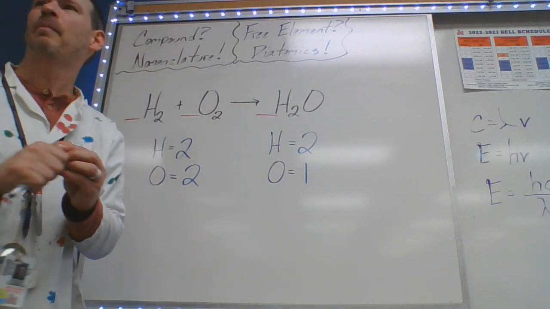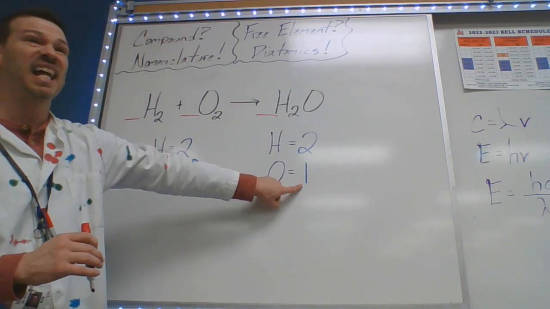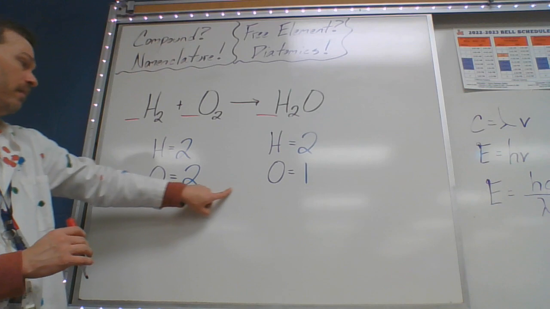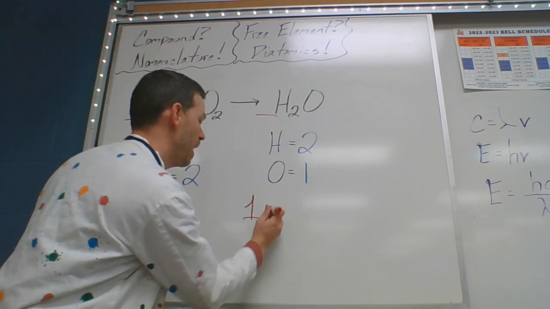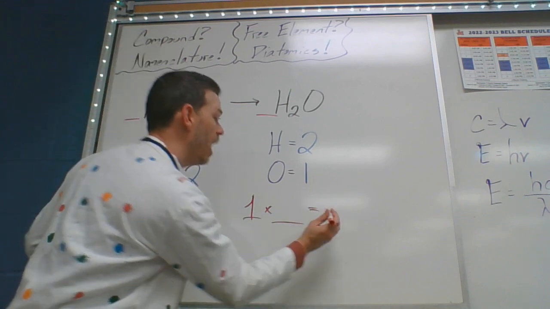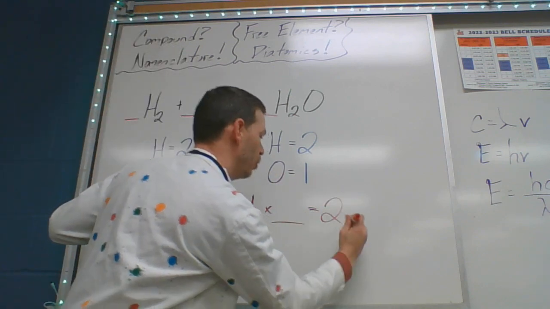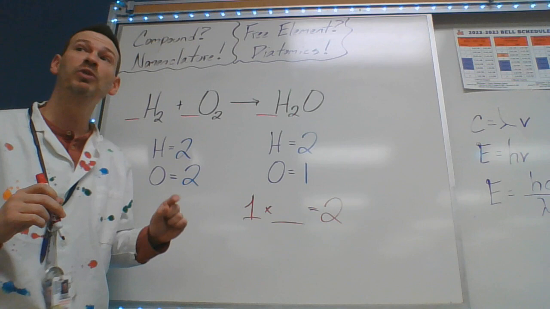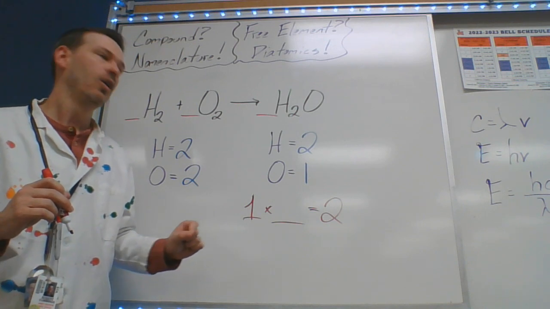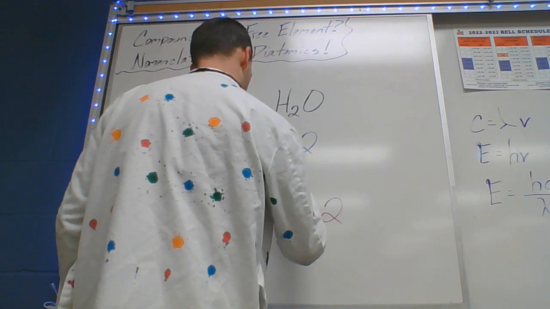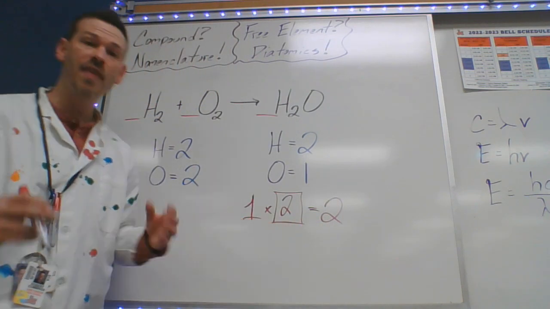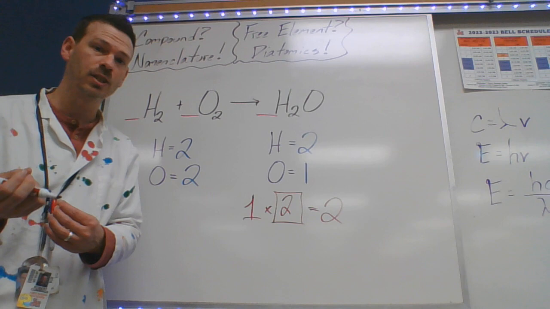So here's the question I'm going to ask myself. You see that 1 that can't be a 1? What do I need it to be? I need it to be a 2. So I need a 1 to multiply by something to become a 2. This is really rough math. What fills in that number sentence? A 2. This is the coefficient that will fix my oxygens.